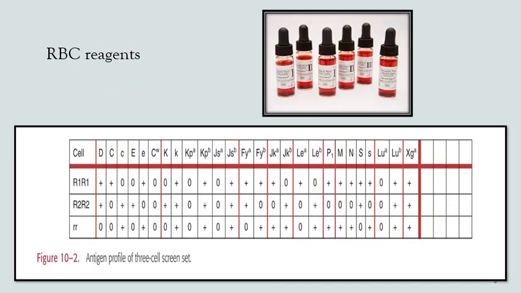Antibody screening uses RBC reagents or screen cells to detect clinically significant antibodies. So this is a picture of our RBC reagents or screen cells. This figure is the antigen profile of 3-cell screen test. So these are the reagent screen cells, and these are the antigens.